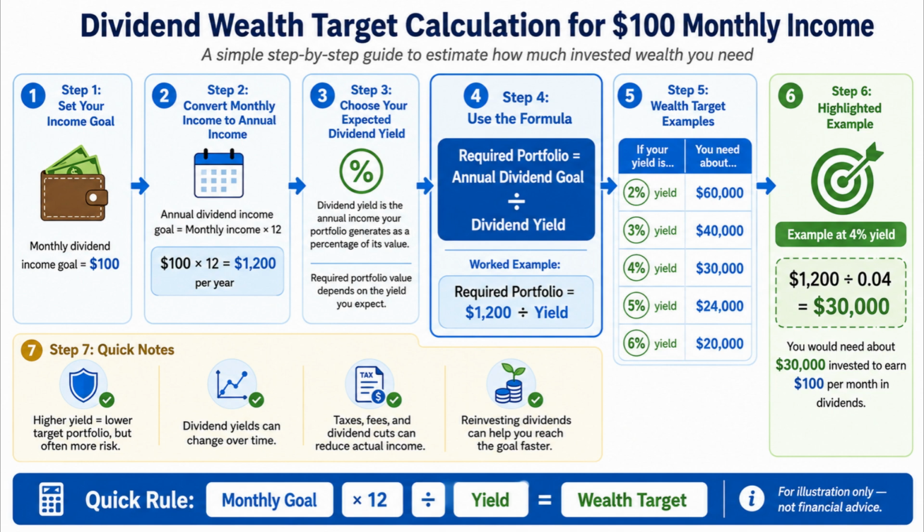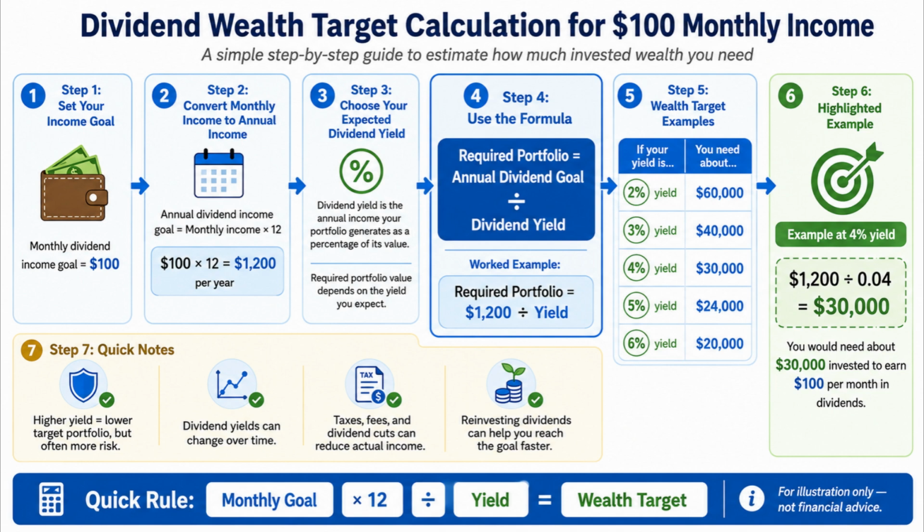Next, we convert the monthly income goal into an annual dividend income goal. Since there are 12 months in a year, we multiply $100 by 12. Therefore, $100 multiplied by 12 equals $1,200 per year. So, the portfolio must generate $1,200 in annual dividend income.